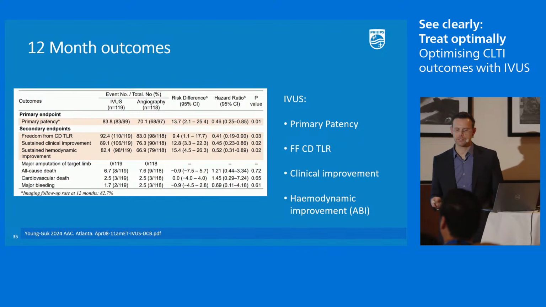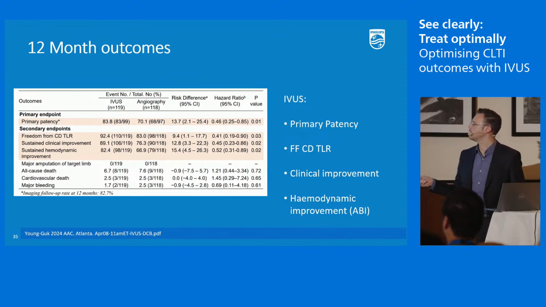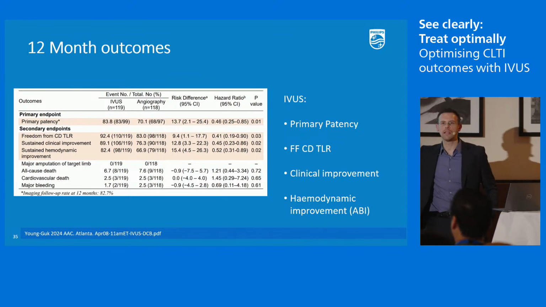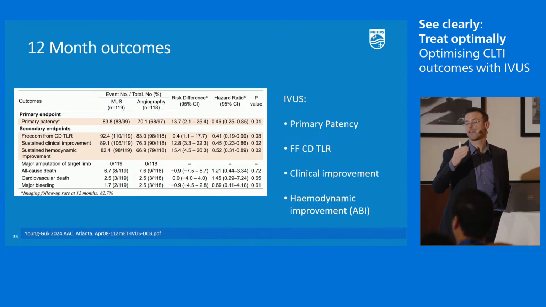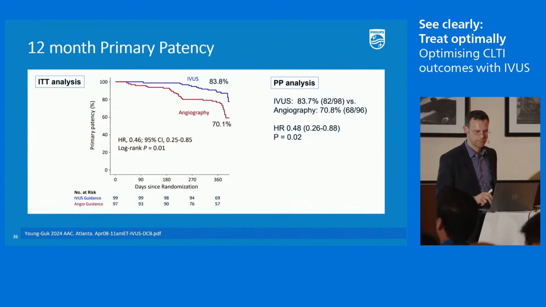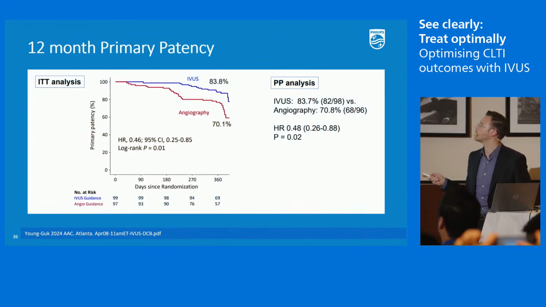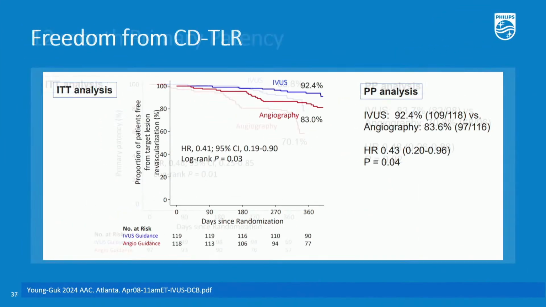At 12 months, they favoured the IVUS group with respect to primary patency and freedom from TLR. So unlike the Allen paper, this paper demonstrated a reduction in the reinterventions in the IVUS group. You can see that represented here. This is the primary patency analysis at 1 year, and the freedom from TLR was both significant.